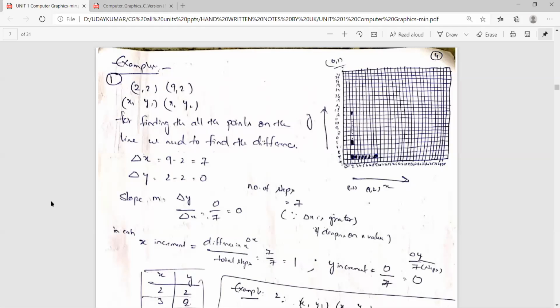So first, to draw the points, you have to identify the slope. What are the requirements of slope? Dy by dx. Dy means difference of y coordinates, and dx, delta x, is the difference of x coordinates. So delta x, x2 minus x1, is 9 minus 2, equal to 7, and the difference of y coordinates is 2 minus 2, equal to 0. Calculate the slope, delta y by delta x, which gives 0.